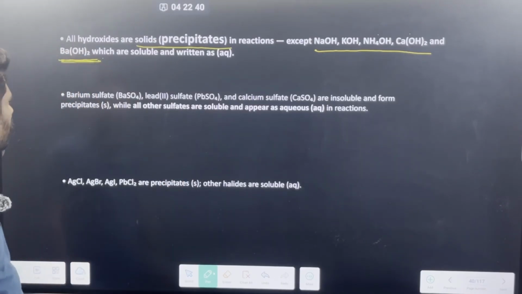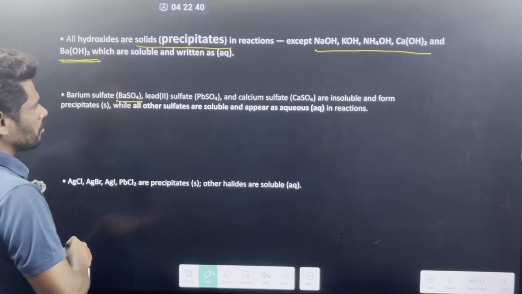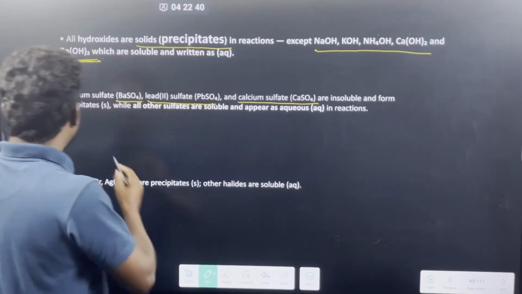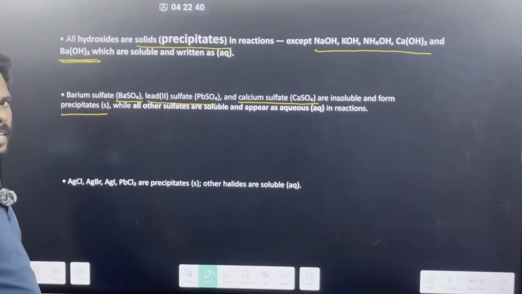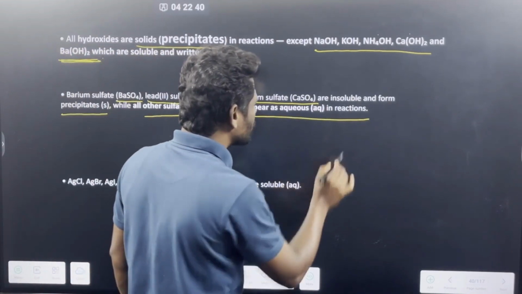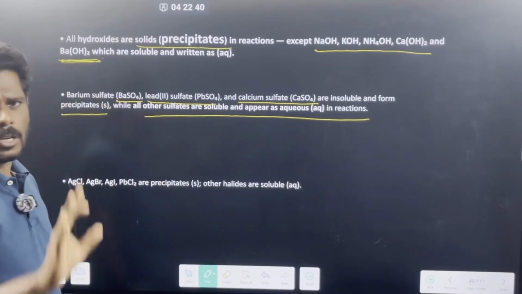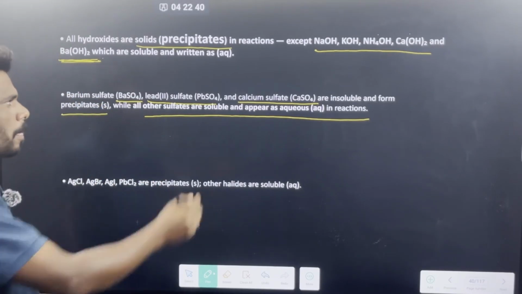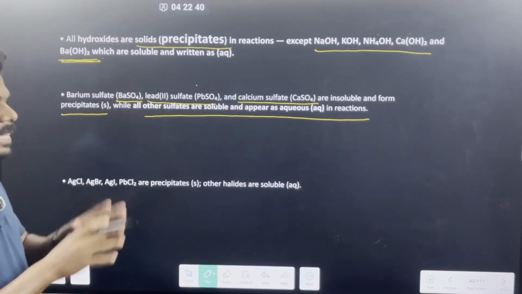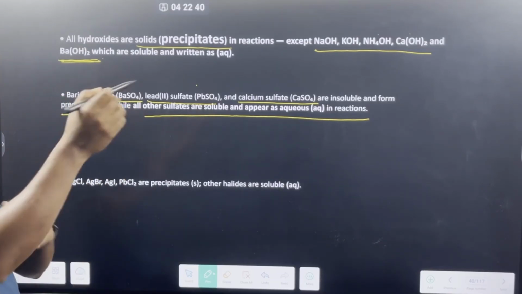Simple point. Now coming to sulfates. Barium sulfate, lead sulfate, calcium sulfate are insoluble and form precipitates, as we have seen in the earlier case. All other sulfates are soluble and appear as aqueous solutions. Keep the point in mind, you can note it down. All the sulfates are aqueous solutions. What are the exceptions? Lead sulfate, barium sulfate, calcium sulfate. These are the precipitates. All the remaining sulfates are aqueous solutions because they are soluble in water.